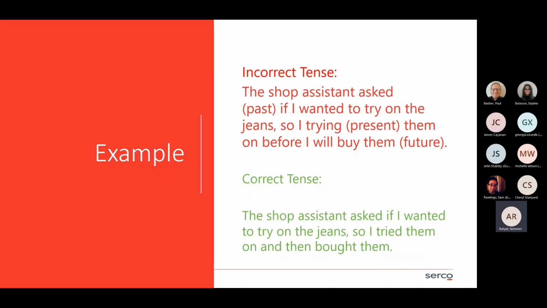Okay, so the correct tense. The shop assistant asked if I wanted to try on the jeans, so I tried them on and then bought them. So if you compare both passages, you can see where the incorrect tense is and where the correct tense is. Now, a lot of the learners do get this wrong, and not intentionally. It's just probably English isn't your first language. You could be out of education for so long, and you're probably thinking this is how it's actually read right for yourselves because you've been reading it like that.